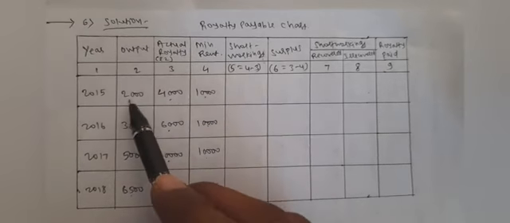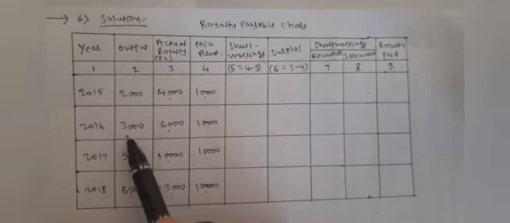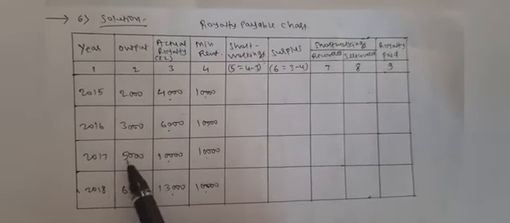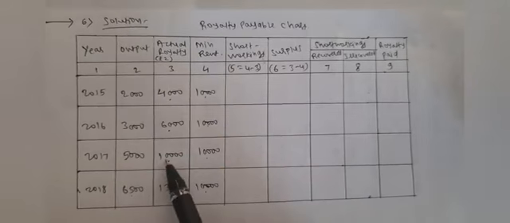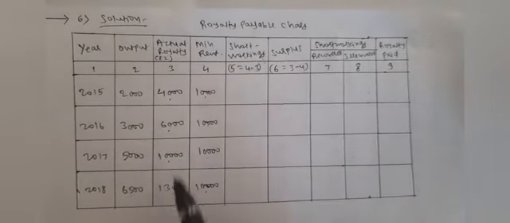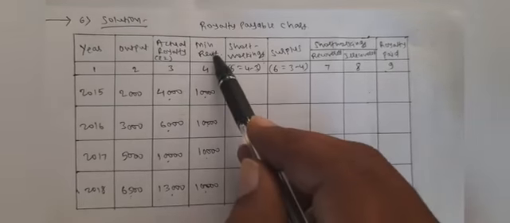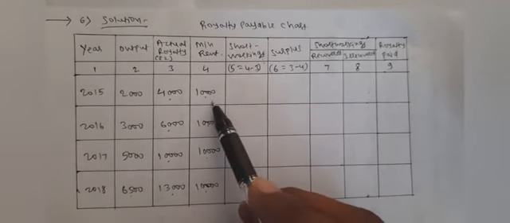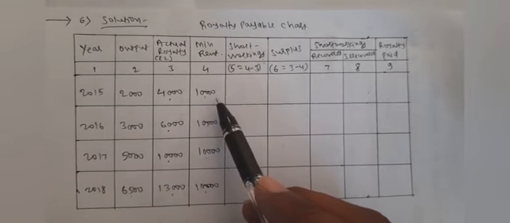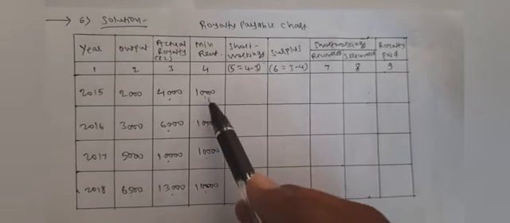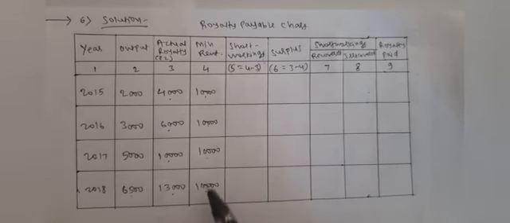So 2000 into 2, 4000. 3000 into 2, 6000. 5000 into 2, 10,000. 6500 into 2, 13,000. Minimum rent is fixed, which is given in the problem. How much is it? It is 10,000 per year, so 10,000 for all periods.